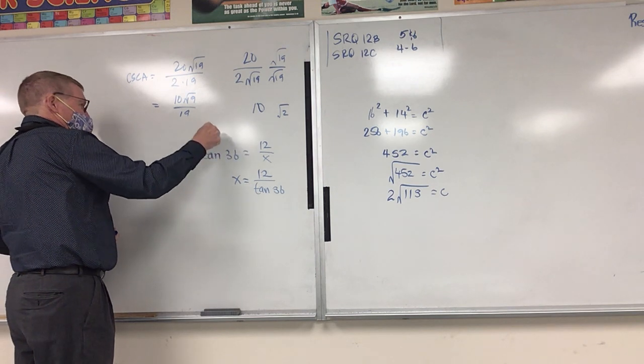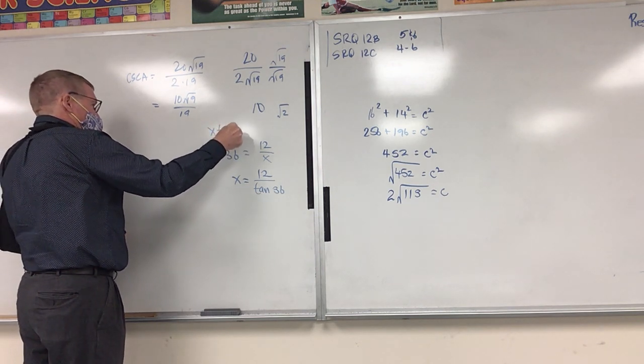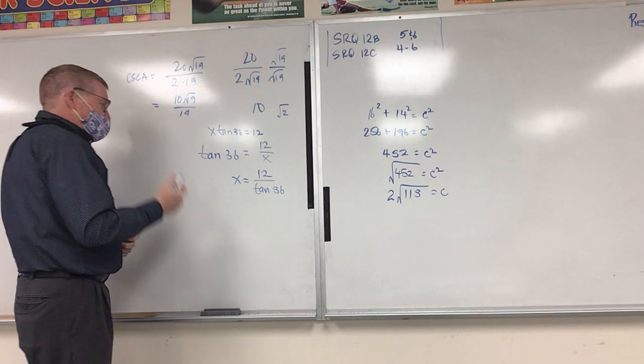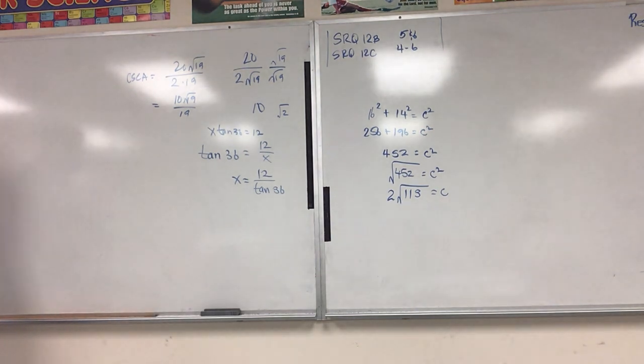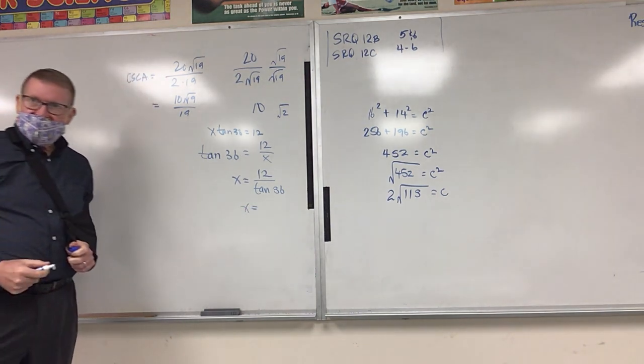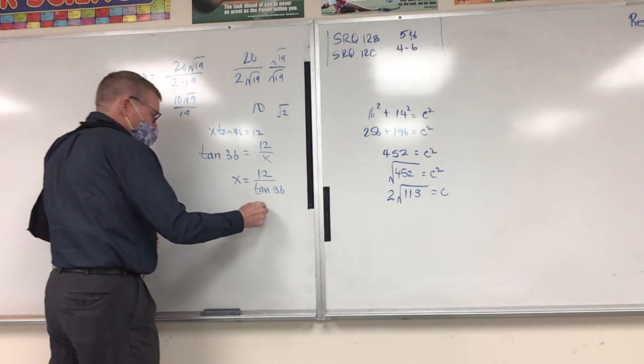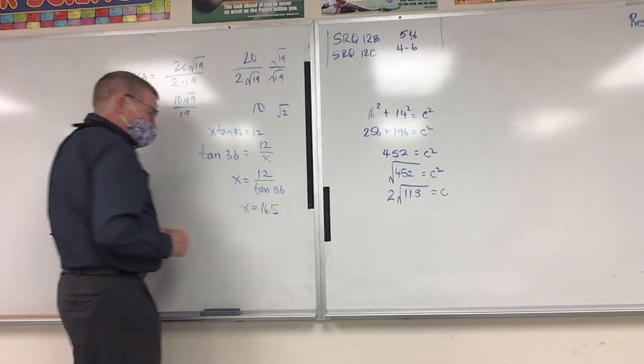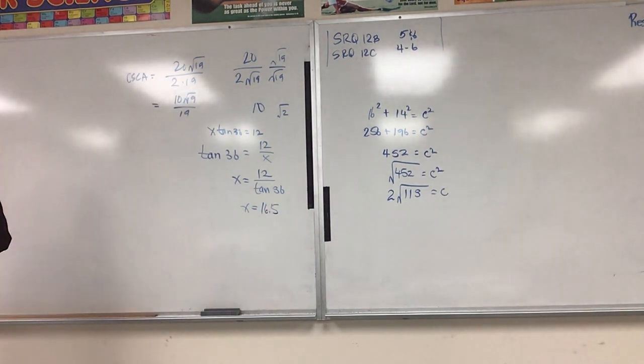We multiply by x: x tangent of 36 equals 12, and then divide by tangent 36. Make sure our calculator's in degrees. And when you use your calculator, we want it to the nearest tenth. So x equals, what is it? 16.5. Everybody agree?